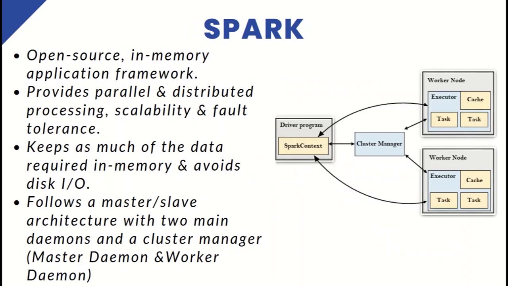Spark is an open source in-memory application framework for distributed data processing and iterative analysis on massive data volumes. Spark provides parallel and distributed processing, scalability, and fault tolerance on commodity hardware. It provides in-memory processing and creates a comprehensive, unified framework to manage big data processing. MapReduce creates iterations that require reads and writes to disk on HDFS, which is time-consuming and expensive. Spark solves the read-write problems encountered with MapReduce by keeping much of the required data in memory and avoids expensive disk input-output, reducing overall time by an order of magnitude.